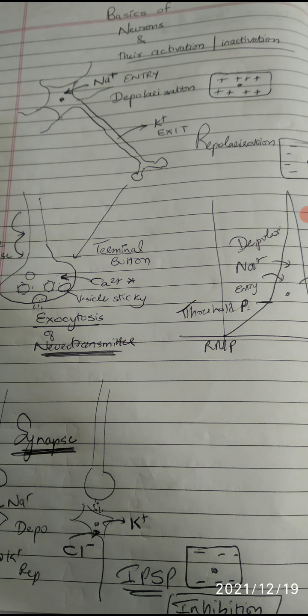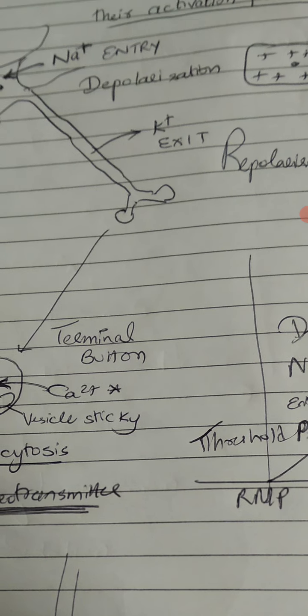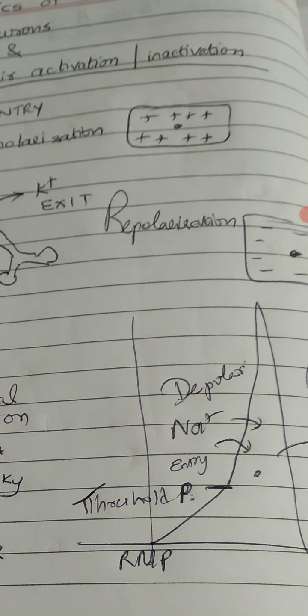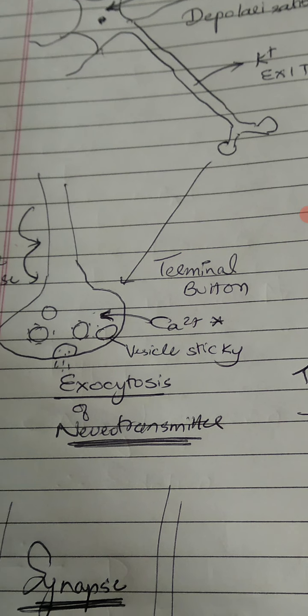Whereas on the other hand, any drug which improves the sodium entry causes more depolarization. Causes more depolarization means more amount of action potential, so it can be used as a CNS stimulant. On the other hand, if you prevent the calcium entry into the terminal button, you prevent the release of neurotransmitters from the synaptic button, thereby you are preventing the neuronal transmission.